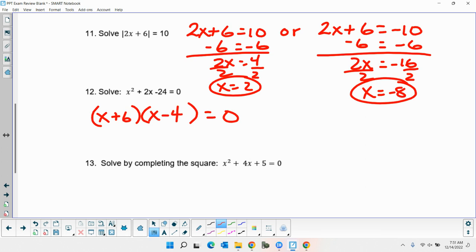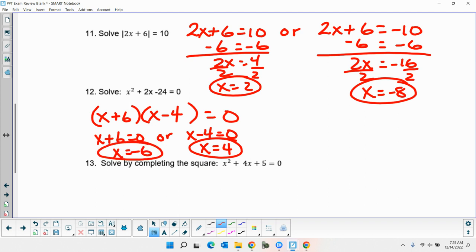Okay. So then what we're supposed to do is set these two equal to 0 and solve. So I'm going to add 4 to get x by itself there. Here I'm going to subtract 6. Okay. But if you want to graph it or complete the square or whatever, you can do that. Now, number 13 says complete the square.